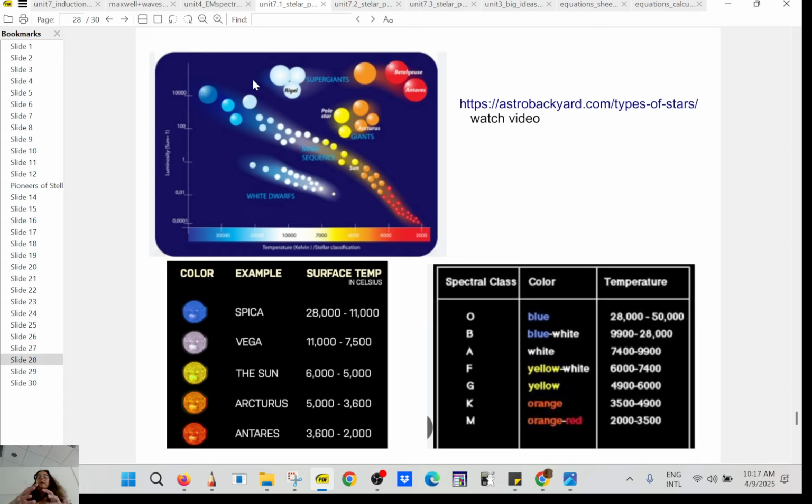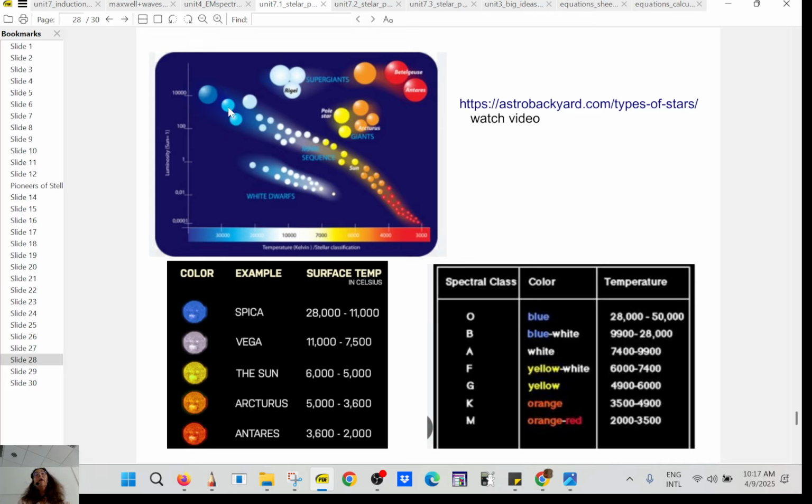So it will be like an exposed core, right? The core will be exposed, and it's not going to be as luminous. It's still going to be very hot, and it will cool down and become a white dwarf. Okay, but that will be the main sequence.